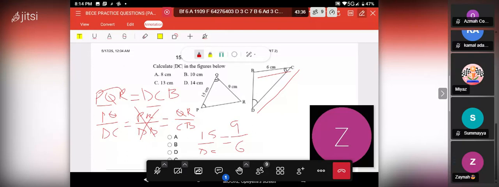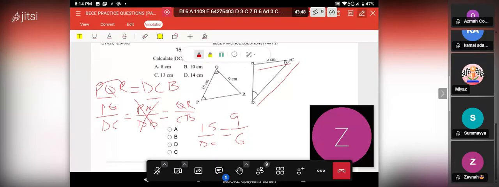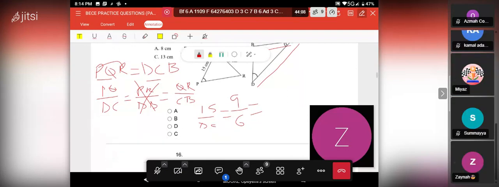Then what we do from here is cross multiply. 9 times DC is equal to 15 times 6. So in the process of doing cross multiplication, 90 equals 9 DC. Divide both sides by 9. DC is equal to what? 10. The answer is 10, thank you. That is how to go about it.